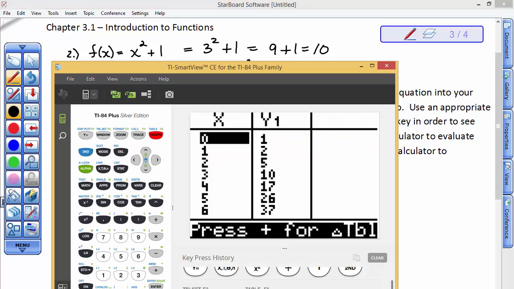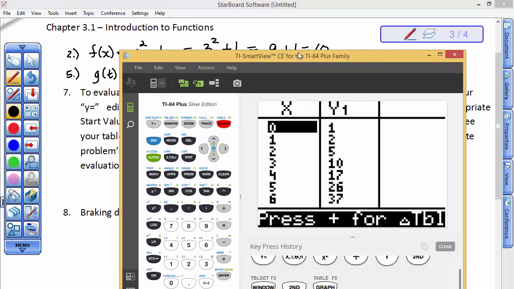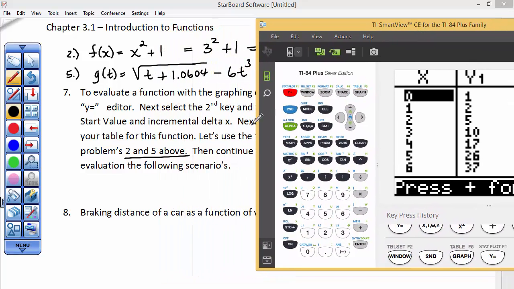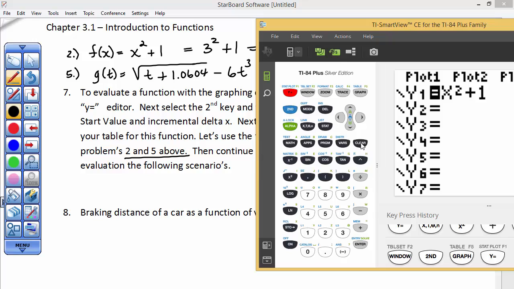So look at the next equation. The next equation is right here. I'm not sure if I can see this. Let's see if I can. I hit the y equals key. I'm going to clear this whole statement right here.